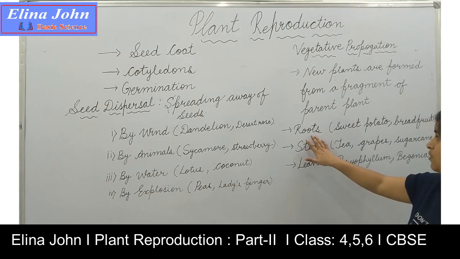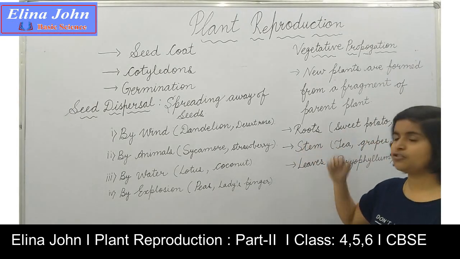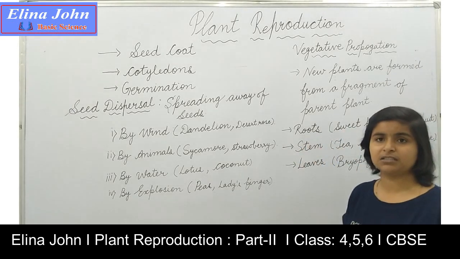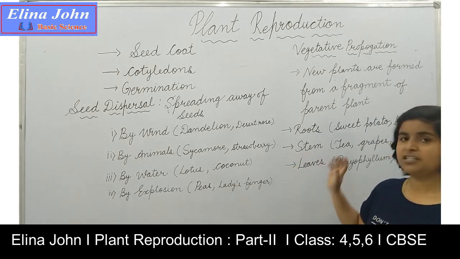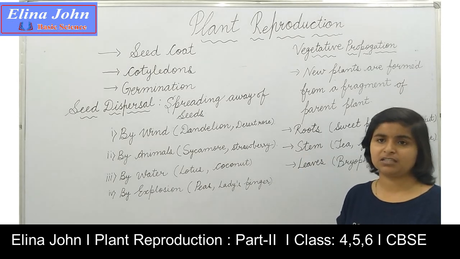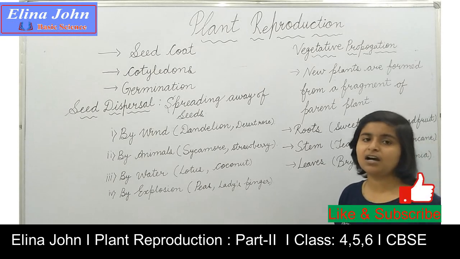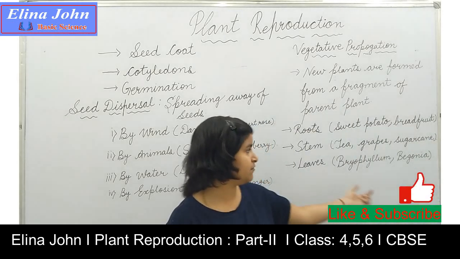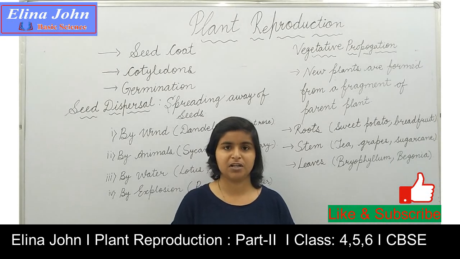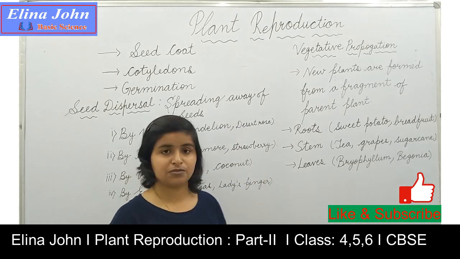Like we grow sweet potato and breadfruit from roots of their parent plant. Then we have tea, grapes and sugarcane. They are grown from the stem of the parent plant. Bryophyllum and begonia are grown from the leaves of their parent plant. So, my dear students, this was your class for today.